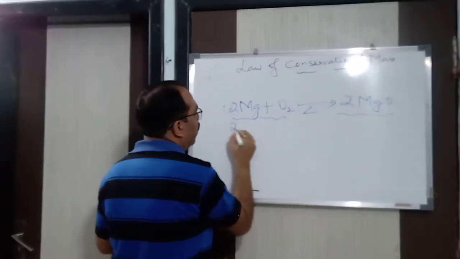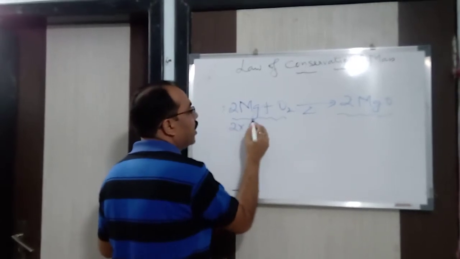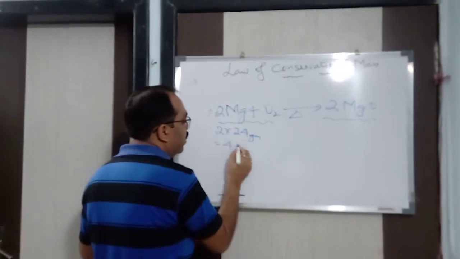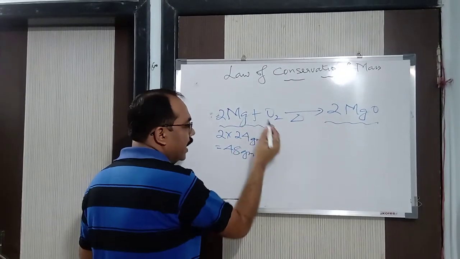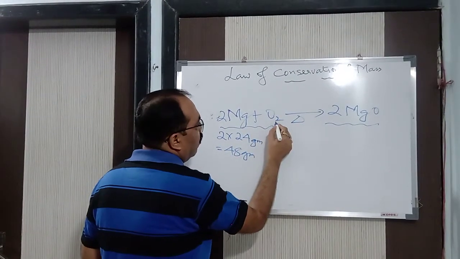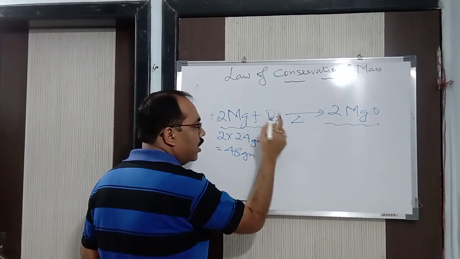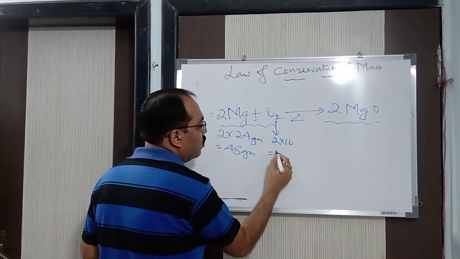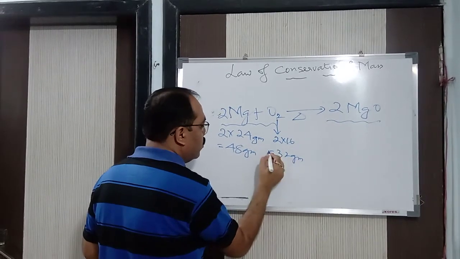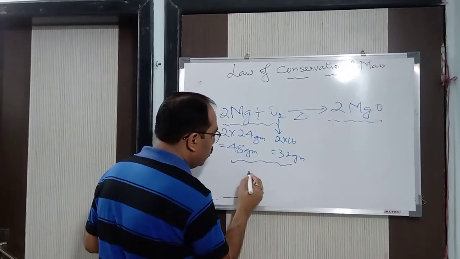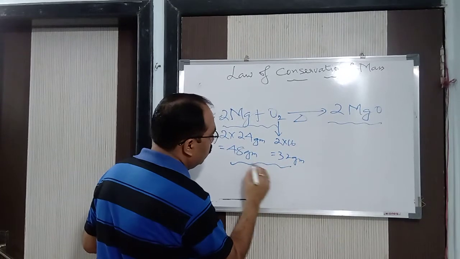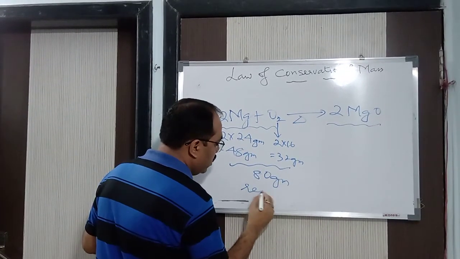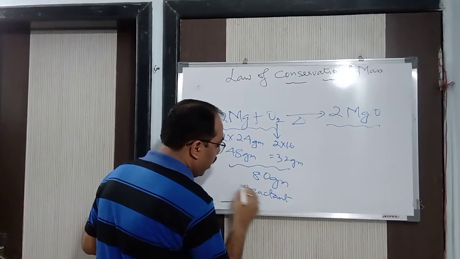So what is the atomic weight of magnesium? The atomic weight of magnesium is 24 gram. So 2 magnesium atoms give 48 gram. I will tell you about the atomic weight in the next class. Now here, there are 2 oxygen atoms, so 2 into 16 is 32 gram. Altogether, 48 plus 32 is 80 gram. 80 gram is the weight of the reactant.